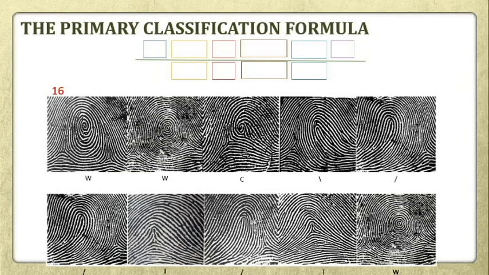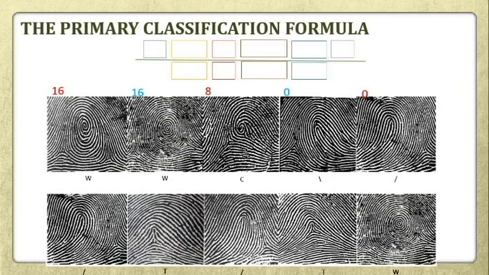Finger number 1 is a plain whorl, so it will be given 16. Finger number 2 is also a plain whorl, so it will be given 16 points. Finger number 3 is a central pocket loop whorl, so it will be given 8 points. Finger number 4 is an ulnar loop, so it will be given 0 points. Your finger number 5 is a radial loop, therefore it will be given 0 points.